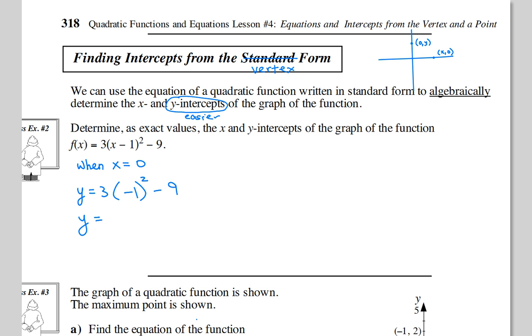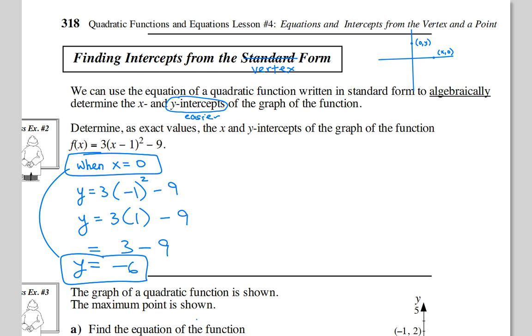Okay, so this is 3 times positive 1. And then you get 3 minus 9, which is negative 6. Okay, so when x is 0, y is negative 6. You guys cool on that?